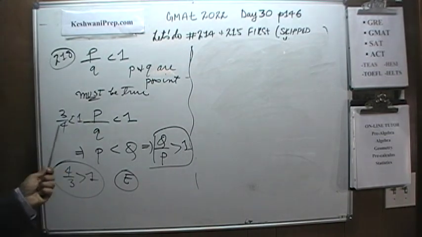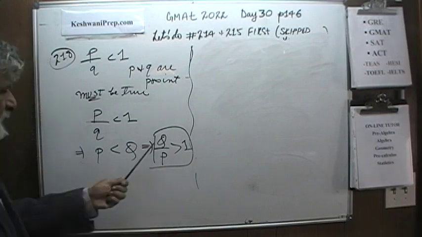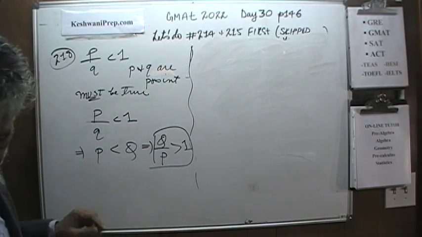Or better yet, don't go into this mumbo jumbo. Just use plain logic. If P over Q is less than 1, then Q over P has to be more than 1. That's all it is. The answer is E.